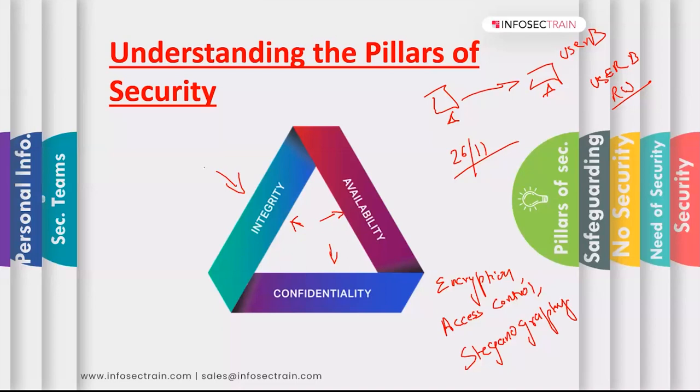Now, when we are talking about integrity, I want my data to be accurate. Let's say I'm sending a hello to my friend. It is encrypted, but someone will be able to change this data. There is an attacker sitting in between. That attacker is not able to understand the data, but the attacker changes the data from hello to hi and sends it to my friend. So that is integrity not being maintained. I want my information accurate, free from errors, and free from unauthorized modification.